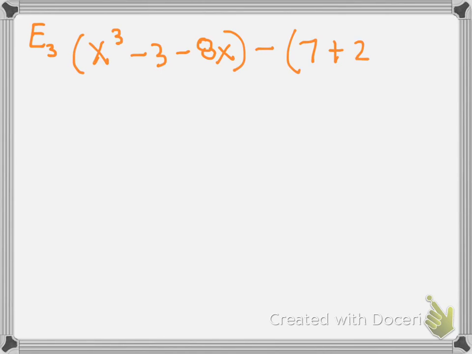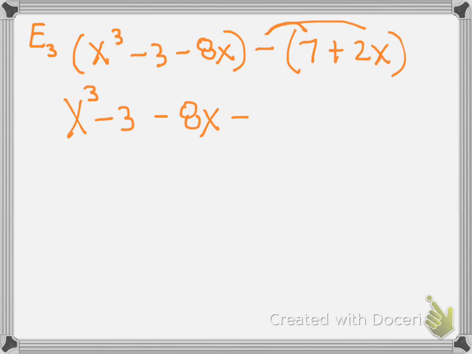Alright, here's a problem to subtract. x to the third minus 3 minus 8x. We're going to subtract polynomials this time. When I subtract, I always distribute the negative to the second term, to the term to the right, and then I add like terms. So this is the same, x cubed minus 3 minus 8x.